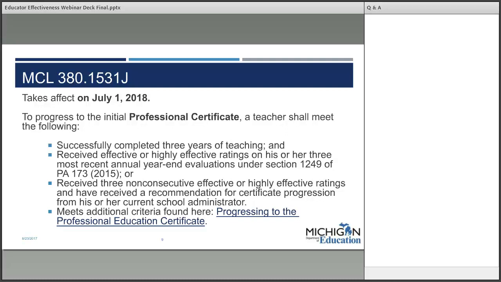And then there is additional criteria that you can find on this link, which is located on the Office of Professional Preparation Services website. And again, please note that this starts July 1st of 2018. This has not taken effect yet. It will within the next year.